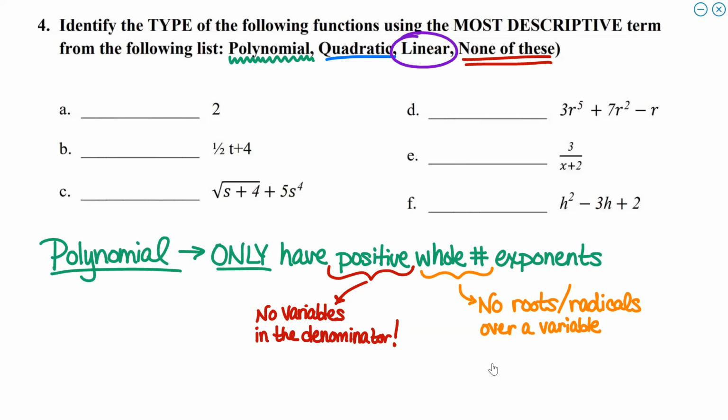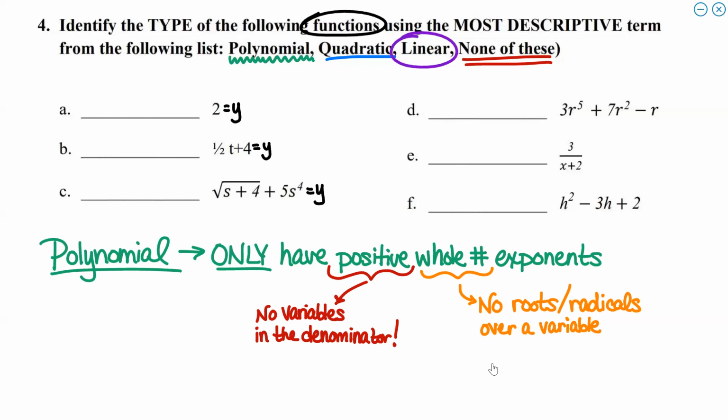All right. And I understand that they don't have the "equals y" or the function notation up here, but that's all understood to be part of this because it tells me that these are functions. So it's already understood that the function notation or the "equals y" is there. They just didn't write it down.